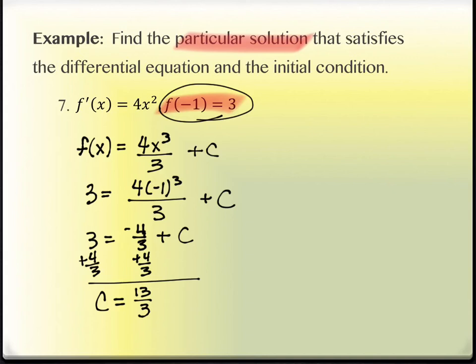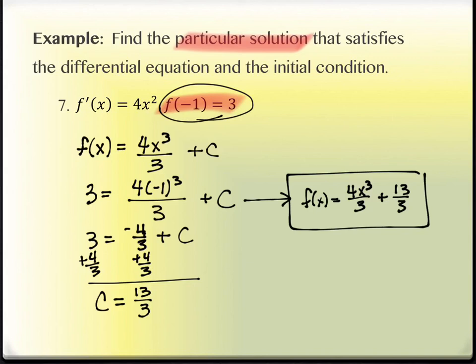The question said, find the specific antiderivative, right? So I go back to this one right here, and I'm going to write it out. F of x equals 4x cubed over 3 plus 13/3. And if I were to take that derivative, would it get back to 4x squared? It would. Is that all right? The next one's the most interesting.